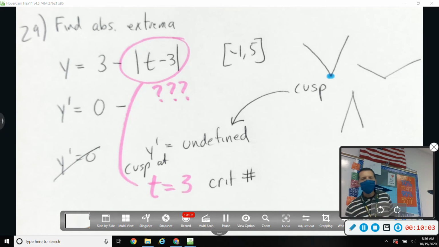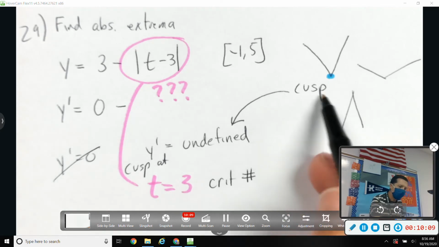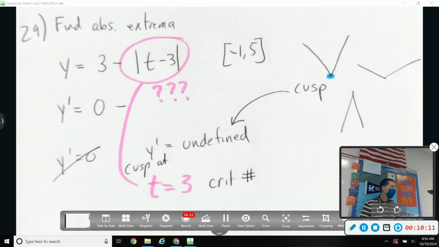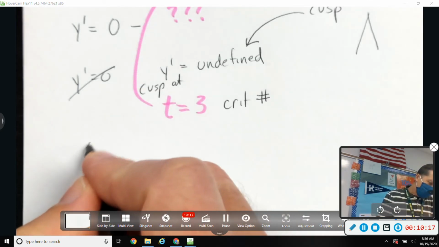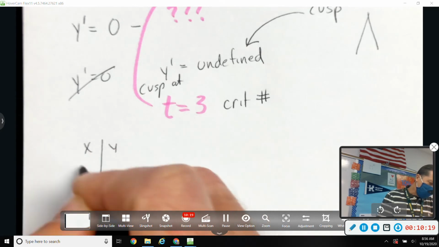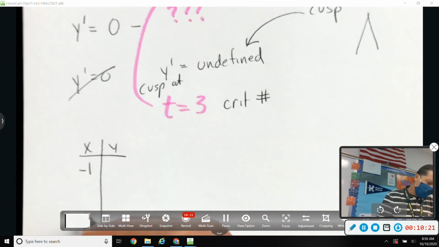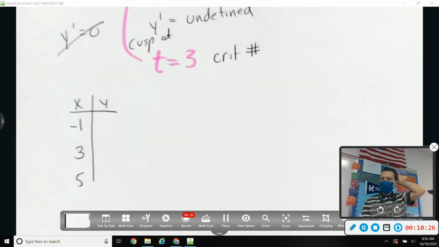And so 29 is tricky because you don't actually take a derivative. You really just know that a cusp means you can't take a derivative, and so that gets you your critical point. So you got your critical point without having to take a derivative. Now it's just a table of values with the endpoints and the critical point and seeing who's max and who's min.